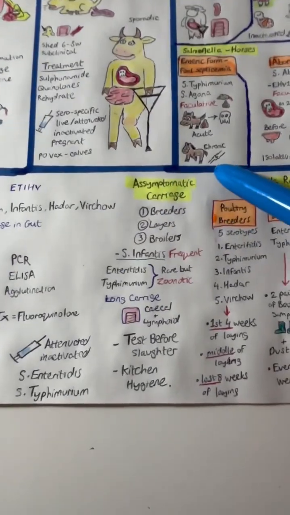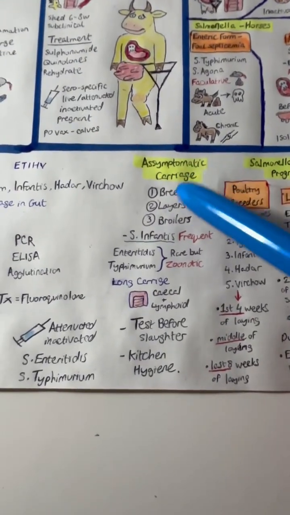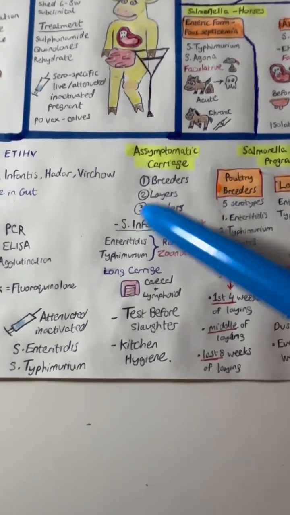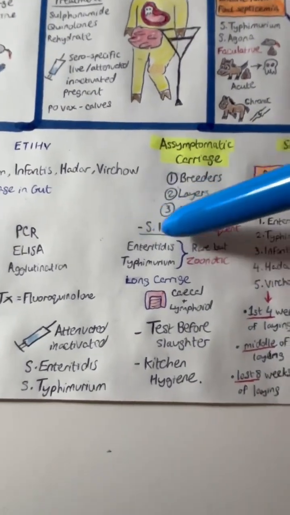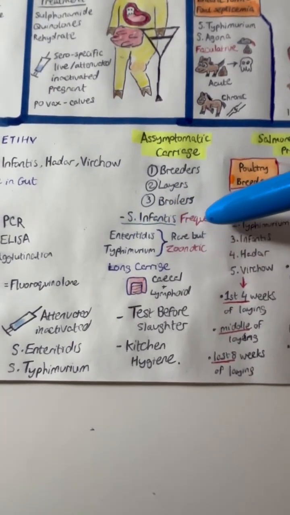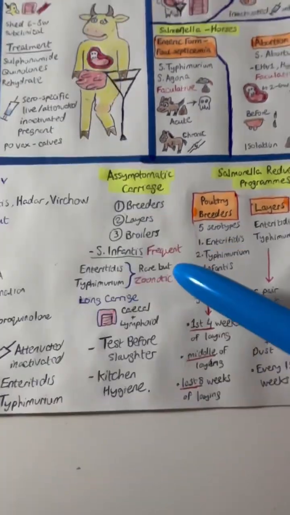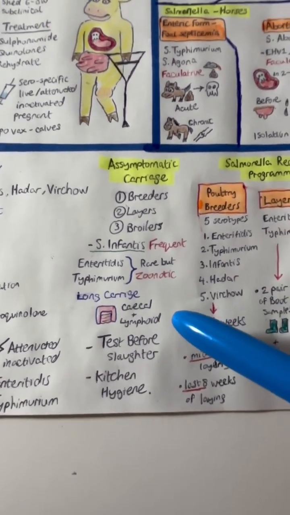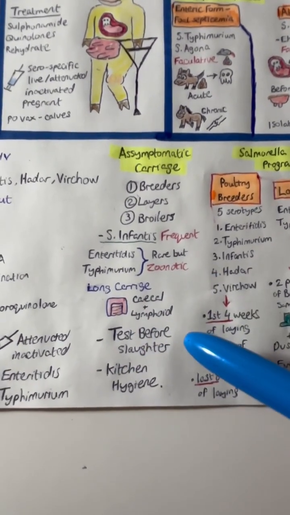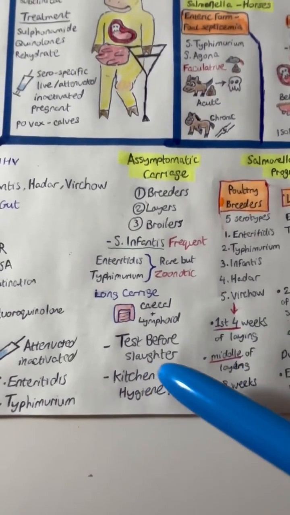There is asymptomatic Salmonella carriage in breeders, layers, and broilers. Salmonella Infantis is the most frequent. However, Salmonella Enteritidis and Typhimurium are rare, but they're important because they're zoonotic. Salmonella has long carriage in the cecal and lymphoid tissues. This is why, for Salmonella, we need to test before slaughter, and we also need to have good kitchen hygiene.